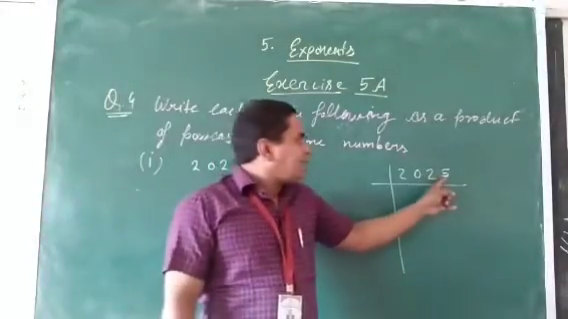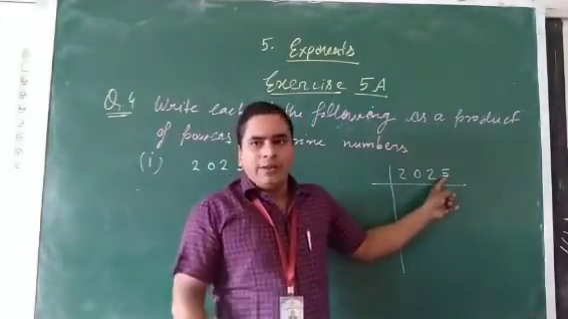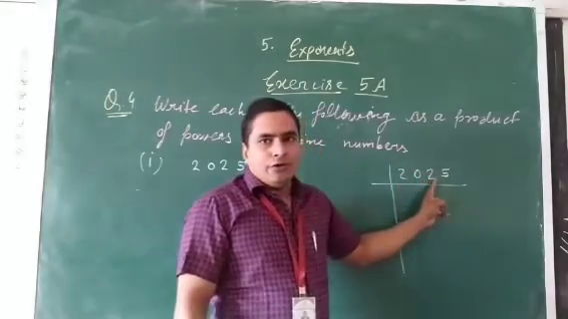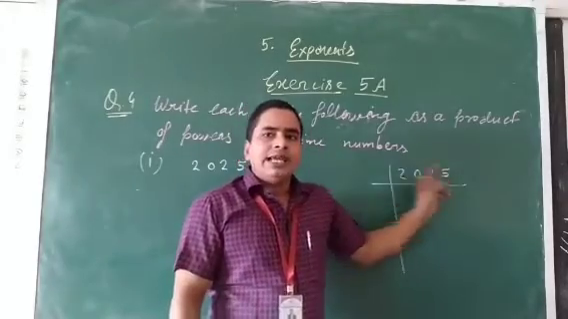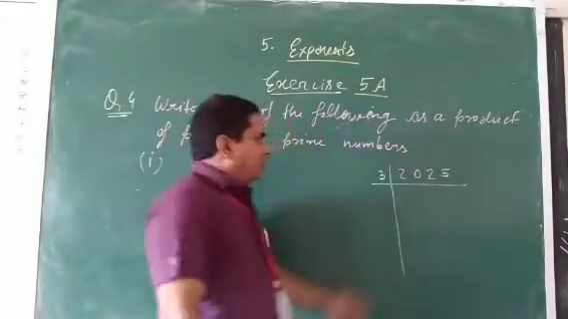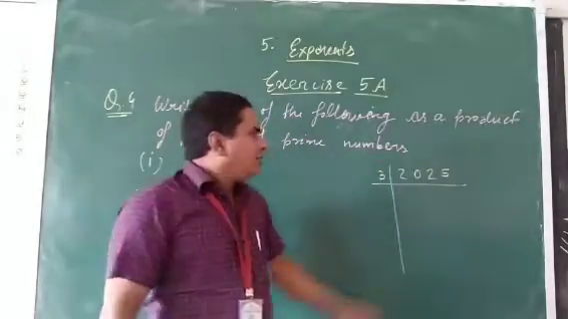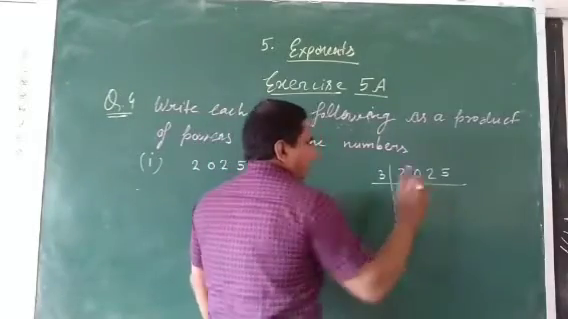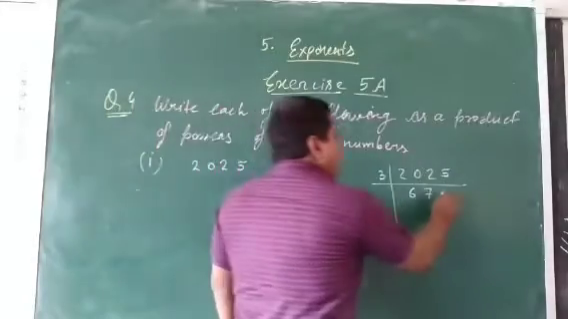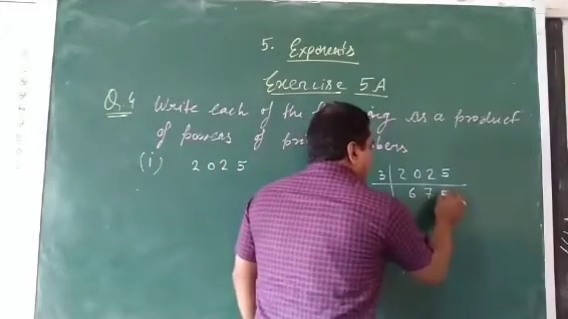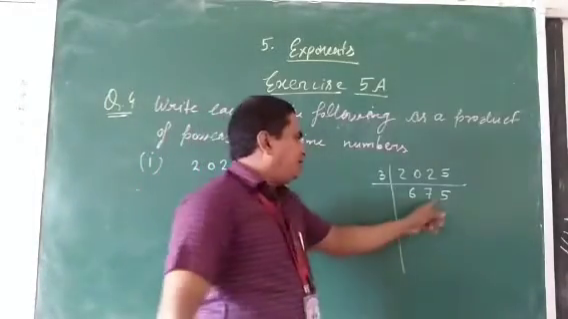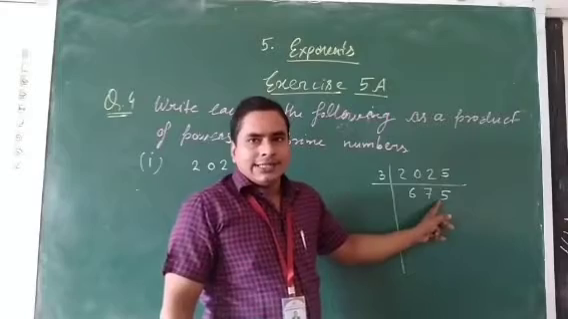See here, the last digit is 5, so it will not divide by 2. Now check the sum: 2 plus 0 plus 2 is 4, plus 5 is 9. It means it will divide by 3. So start division from 3. Just take 2 digits. 3 sixes are 18, 2 carry, 21, 1 carry, 15. 3 fives are 15. Okay, now again check it: it does not divide by 2 since the last digit is 5.